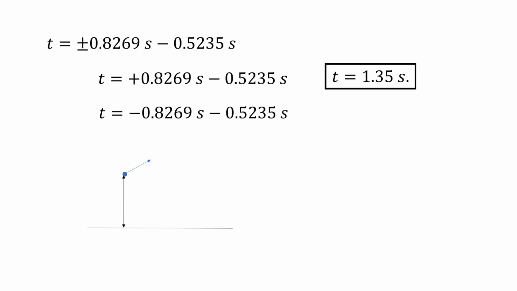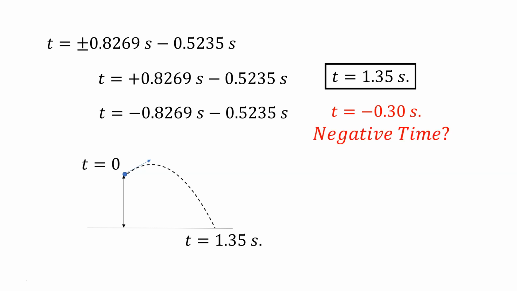If we go back to the original problem, the ball is launched at t equals 0, and it hits the ground at 1.35 seconds. The other solution is t equals negative 0.30 seconds. We get a negative time. What is a negative time?